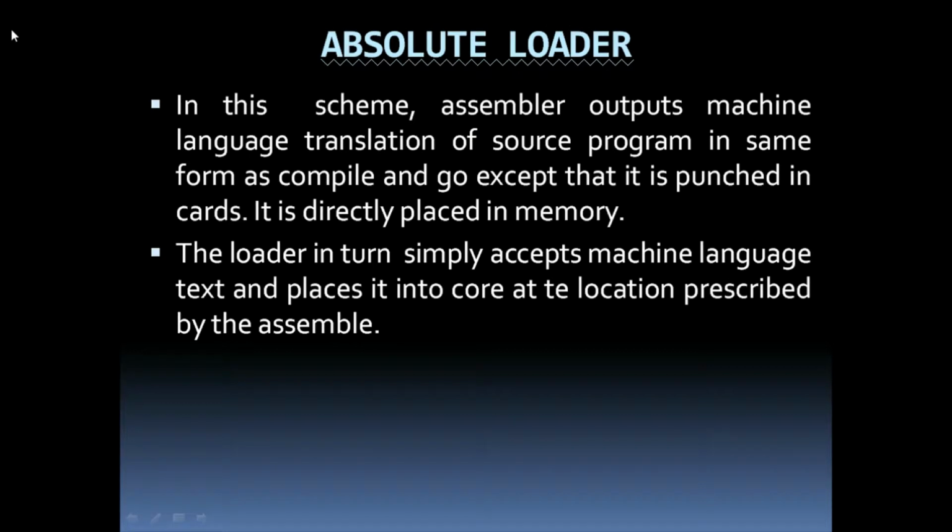Coming to the third type, that is the absolute loader. In this loading scheme, the assembler outputs the machine language translation of the source program in the same form as compile and go, except that it is punched in cards. It is placed directly into the memory. In turn, the loader will simply accept the machine language text and place it in the core at the location prescribed by the assembler.